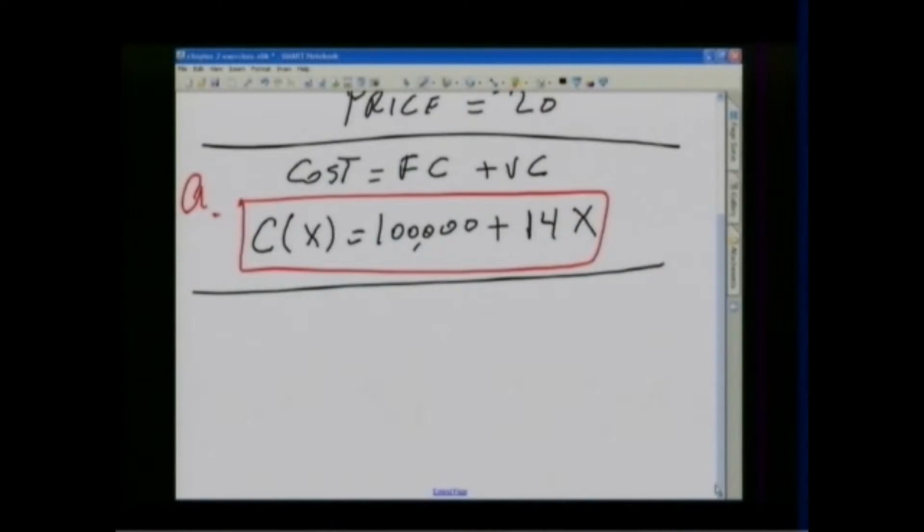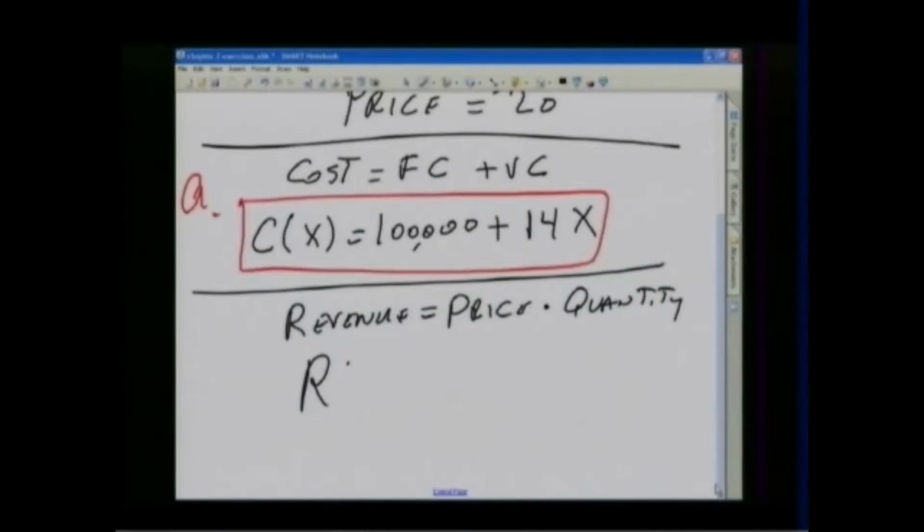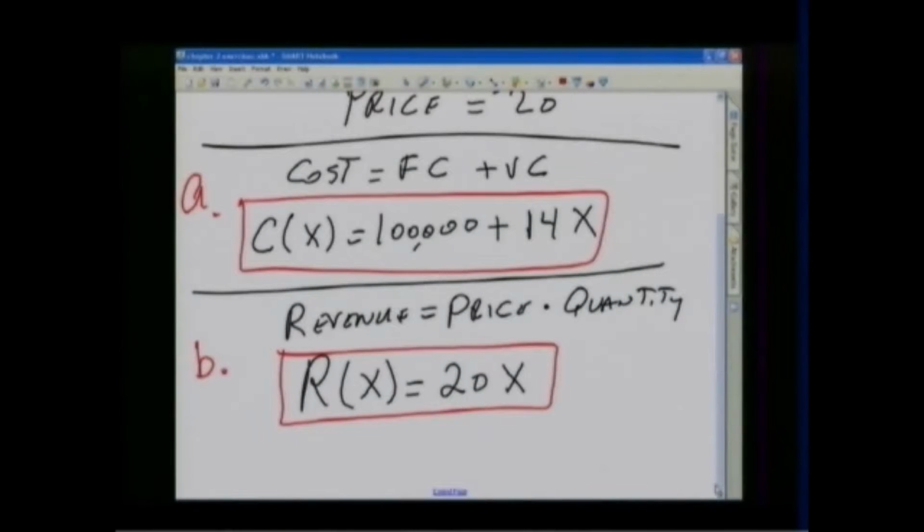Then it says, what is the revenue function? Revenue is equal to price multiplied by quantity. So revenue, we're going to show it as R, function of X, is equal to price, which is $20, times X. That's 20X then. This is B, the revenue function.